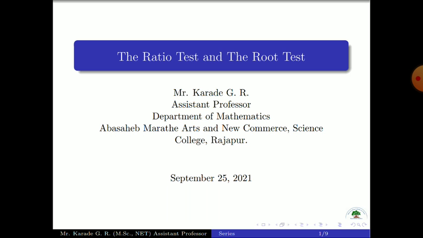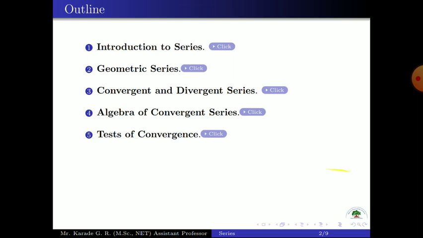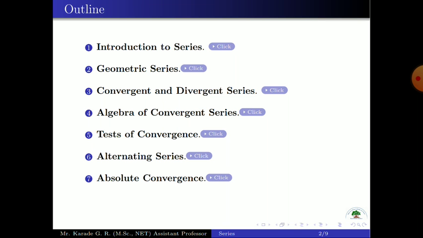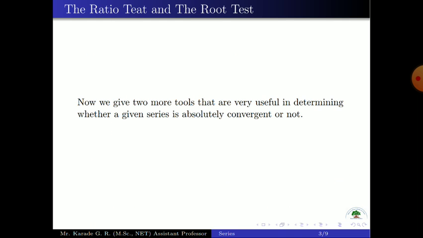In this lecture we learn about the ratio test and the root test, the tests of convergence of a series. In the previous lecture we have studied the geometric series, convergent and divergent series, algebra of convergent series, tests of convergence, alternating series, absolute convergence, and now in this lecture we learn about the ratio test and the root test. So first of all we define the ratio test and the root test.